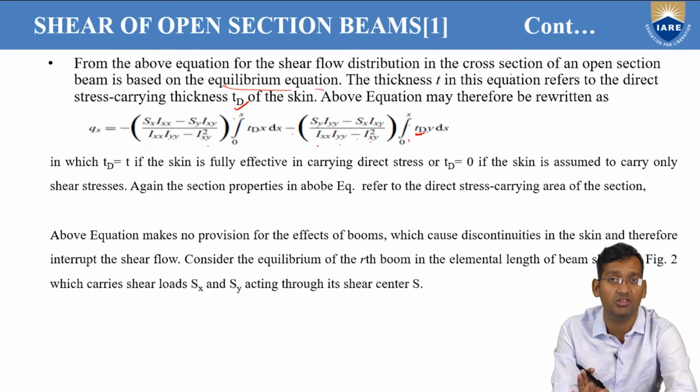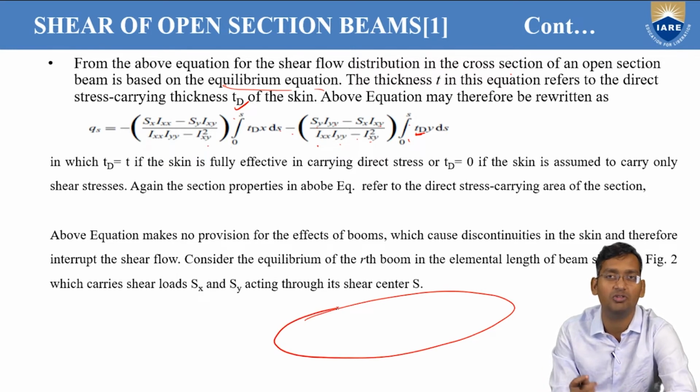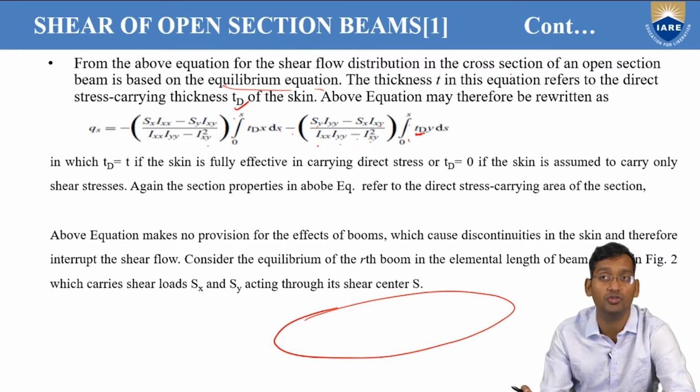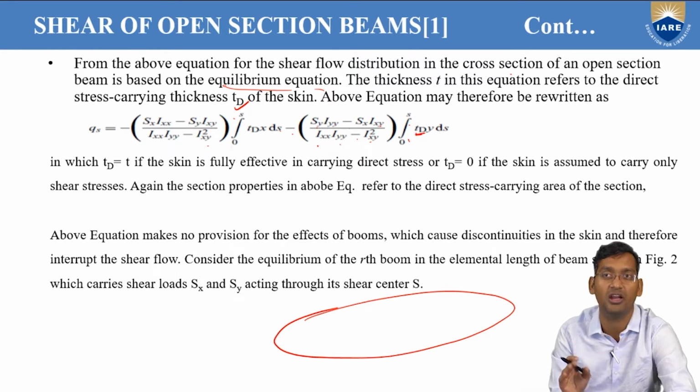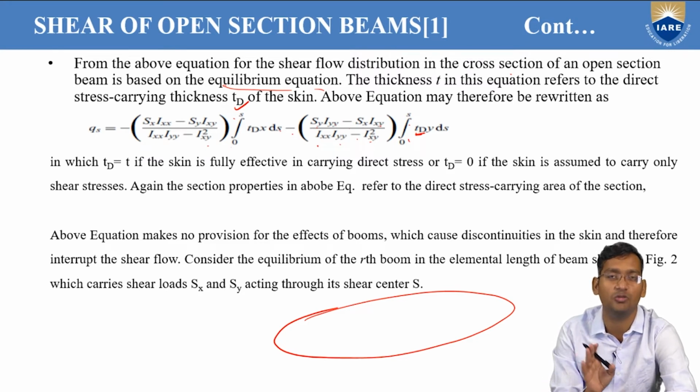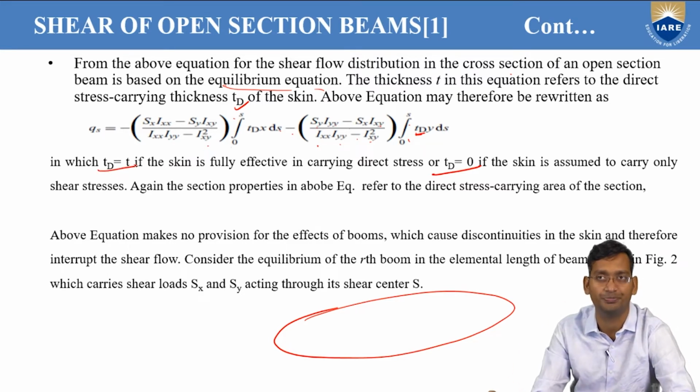In which TD equals T if the skin is fully effective, meaning the total skin is considered. That time TD will be equal to T, the thickness carrying direct stress, or TD equals 0 if the skin is assumed to carry only the shear stress. In the starting also we had seen that the skin is carrying only the shear stress and the boom is carrying only the direct stress. So if the skin is carrying only the shear stress, that time TD will be 0. If the full thickness is effective, then TD will be equal to T.